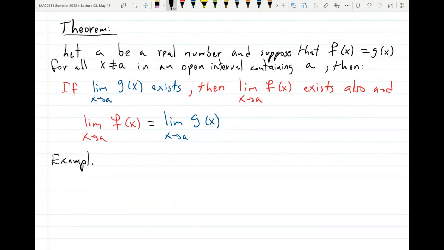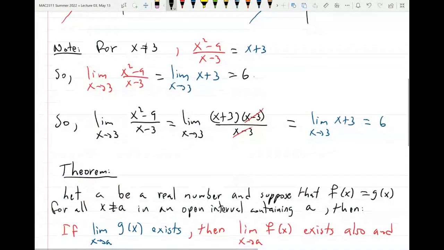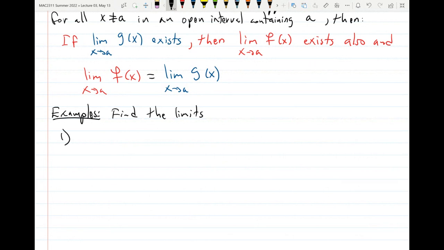Okay. Examples. Again, we already did one above, this one over here. Let's do more. So find the limits. And this is the property that most of the time helps you whenever you get the 0 over 0 situation. Okay. So find the limits. Let's do the limit as x approaches 1 of x cubed minus 1 over x minus 1.